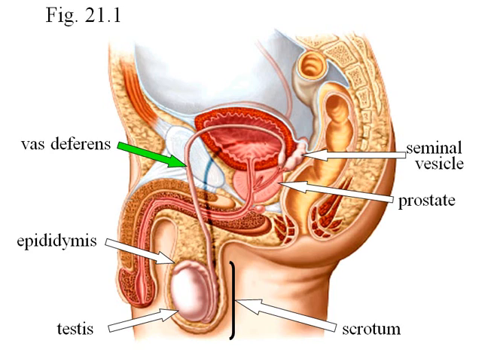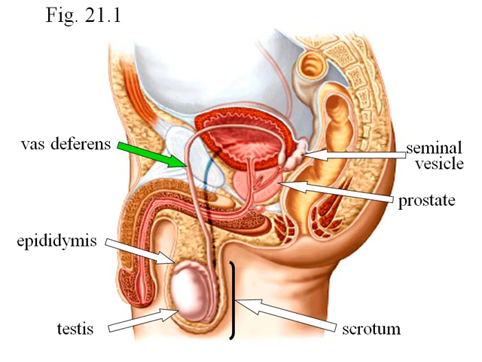From the epididymis, sperm next enters the vas deferens. The vas deferens loops up and over the bladder. Along the vas deferens, behind the bladder, is a pair of glands called the seminal vesicles. The seminal vesicles add fructose and prostaglandins to the semen.